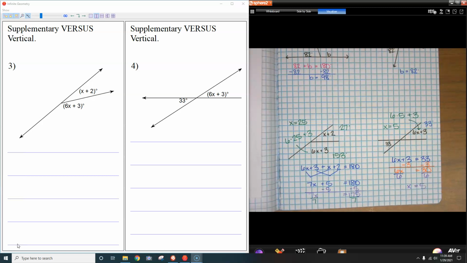So please make sure you have these 4 examples copied down in your notes on page 11. And I will see you during your next in-class day so we can practice solving equations for vertical angles.